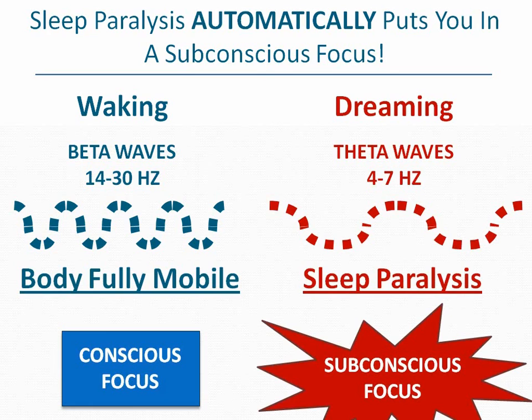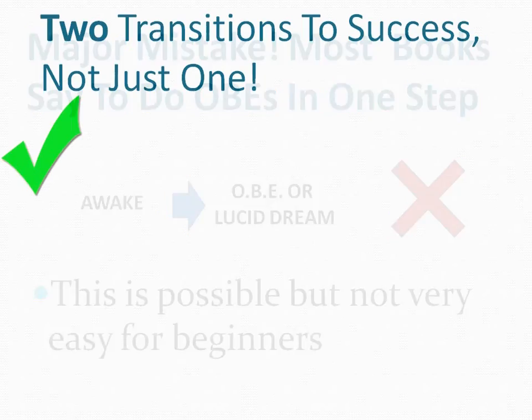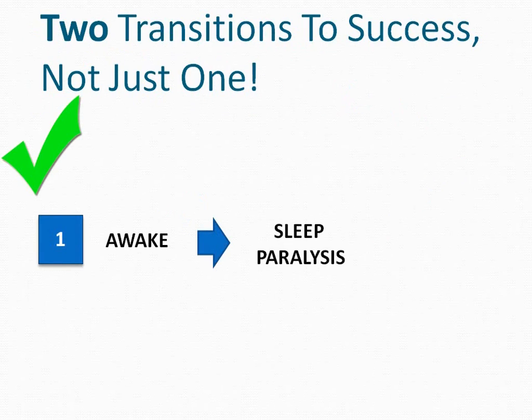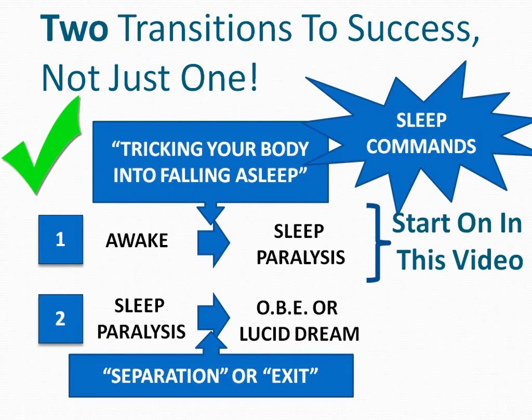Knowing this secret allows you to avoid one of the major mistakes that most people make when first starting out in OBEs. Most books on OBEs say to simply induce an OBE in what is basically a one-step process. Going directly from a waking state to an OBE is possible, but it's difficult, so this is not what I recommend you start out with. Instead, you'll progress much faster by making it a two-step process. You first use the sleep commands we'll cover later to trick your body into falling asleep and enter sleep paralysis. You then use exit techniques we'll cover later to convert sleep paralysis into an OBE and separate from your physical body. So how do you do that?